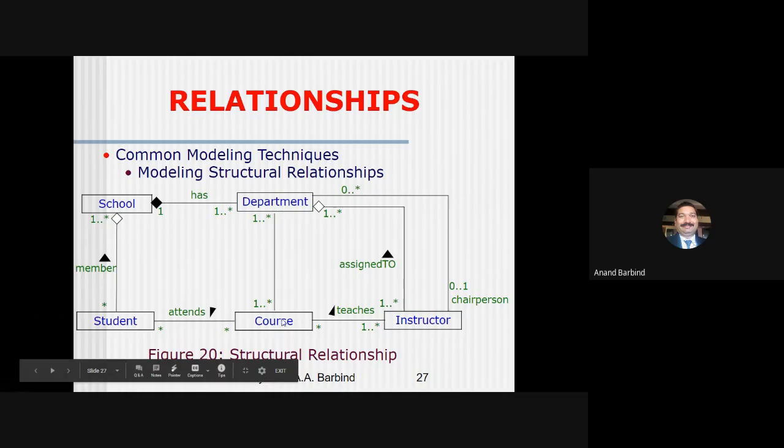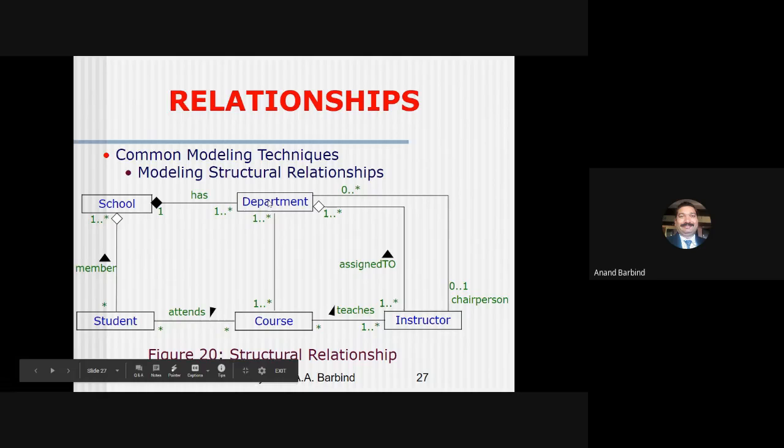Okay, then between the course and the instructor, how has this multiplicity to be read? Every course object has at least one or many instructors. So a course may be taught by one instructor, or it may be taught jointly by two or more instructors. Or an instructor may be associated with many courses. That means the instructor may be teaching either one course or two courses. Okay, so multiple courses may be given to the instructor for teaching.